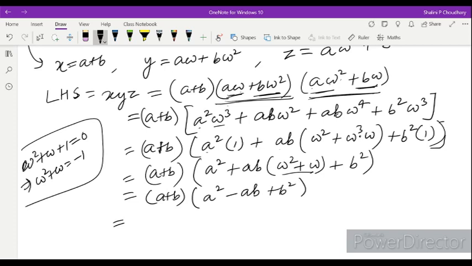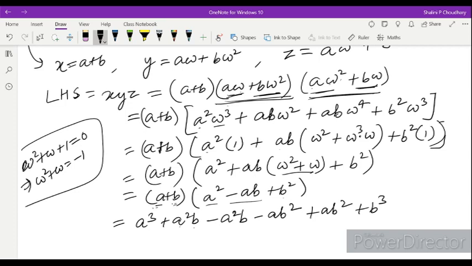Now we will multiply this. A into A square will be A cube. Now B into A square will be equal to A square B. Now A into minus AB will be minus A square B, and B into minus AB will be minus AB square. Now A into B square will be AB square, and B into B square will be B cube. Now A square B minus A square B cancel, minus AB square plus AB square cancel. So what value are we getting? A cube plus B cube, that is equal to RHS, hence proved.